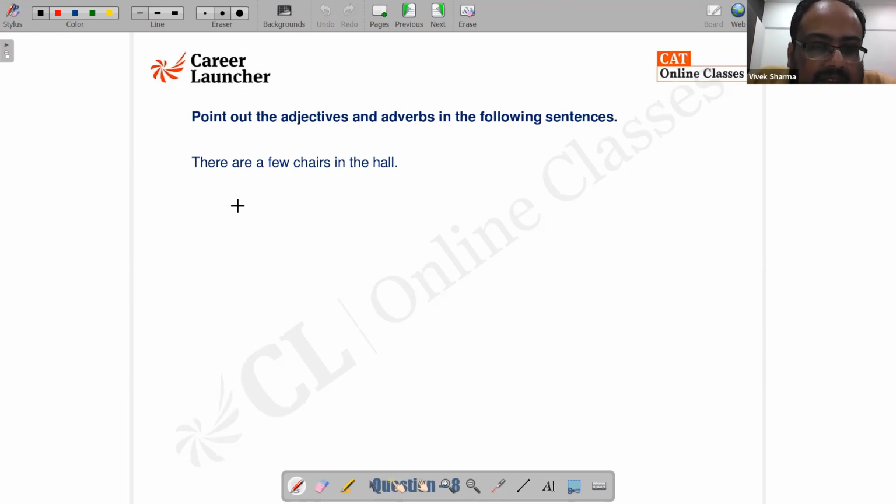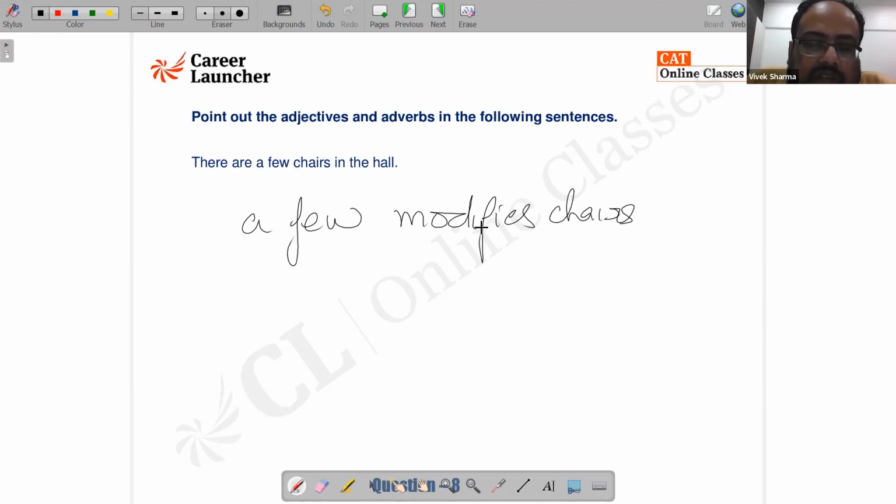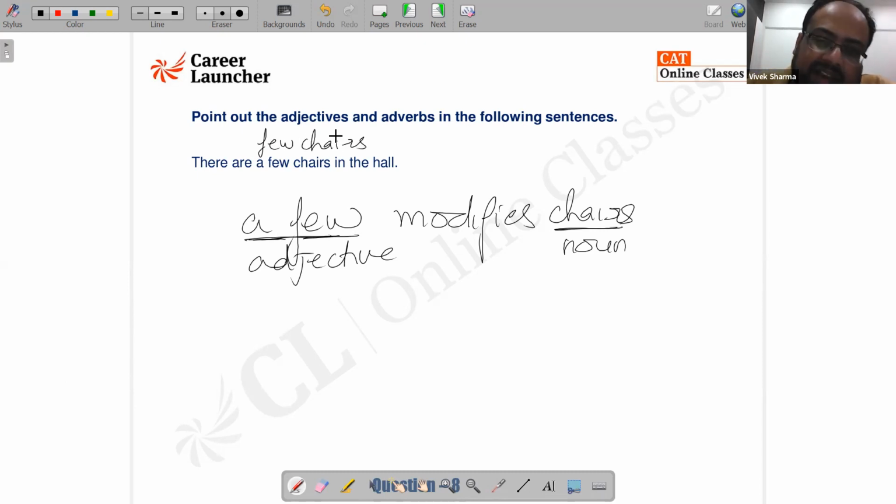Okay. The first one, a few modifies chairs. A few would be an adjective that modifies the noun chairs. Please note why I am considering the adjective to be a few: if you remove the word a from here, and say there are few chairs in the hall, the meaning changes.